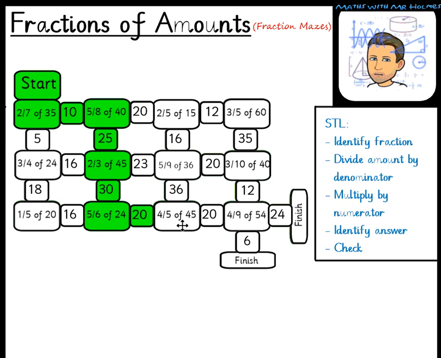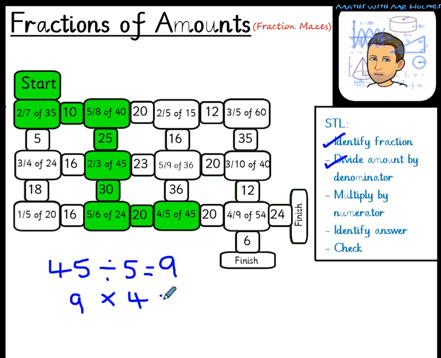This time we have 4/5 of 45. So 4/5 is our fraction. So we have 45 is our whole amount. Now we want to divide that by the denominator, which is 5. And 45 divided by 5, that's in my times tables, that equals 9. So I know 9 times 5 is 45. And then I need to multiply that amount by the numerator, which is 4. And 9 times 4 equals 36.